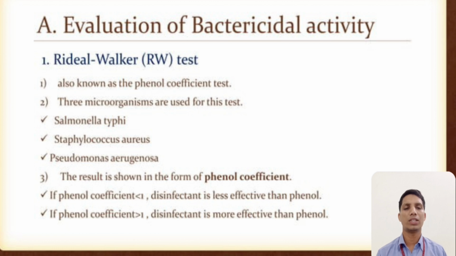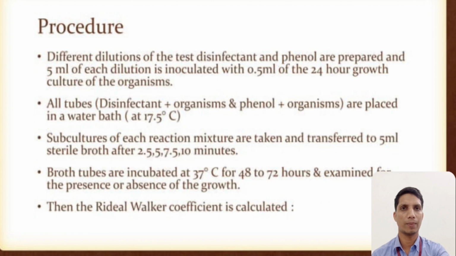If the phenol coefficient is more than 1, the disinfectant is less effective than phenol. If the phenol coefficient is less than 1, the disinfectant is more effective than phenol. So according to the test result, it is said to pass the phenol coefficient test or the Rideal-Walker test. The Rideal-Walker test is named after the scientists.